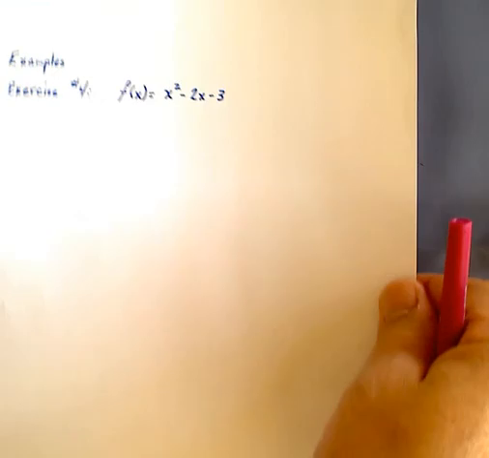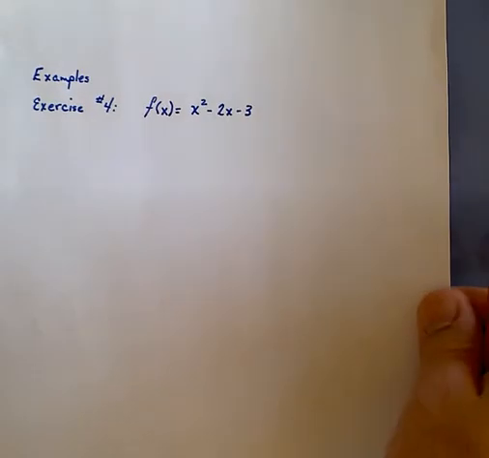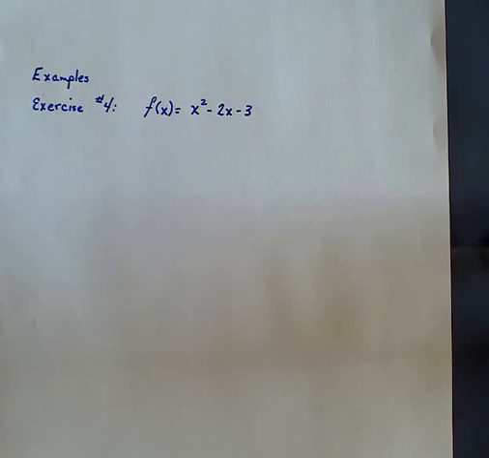Question number 4 on your worksheet says f of x equals x squared minus 2x minus 3. We're being asked to determine: does the parabola open up or down? What's the vertex? What's the axis of symmetry? I can't really tell you if these problems are messy or not. I tried to keep them pretty clean so that you don't get any real strange answers, but no promises.